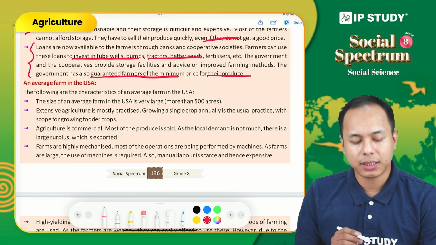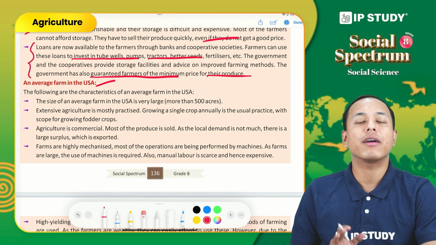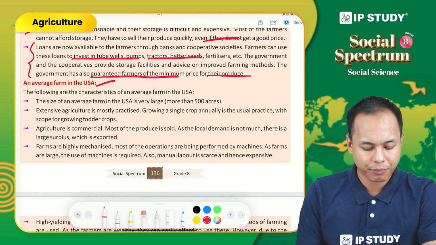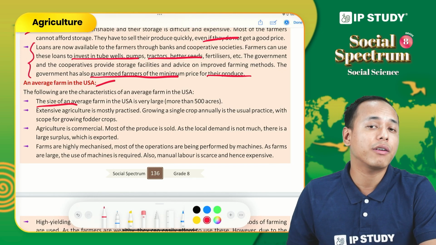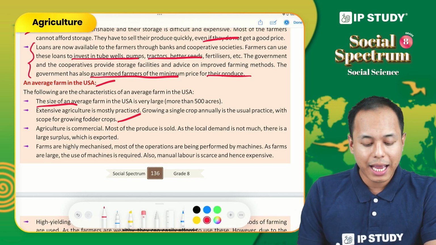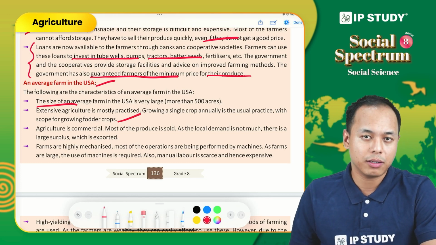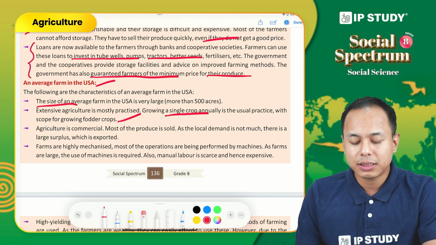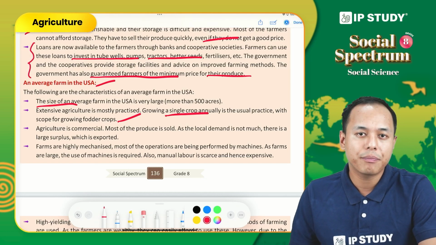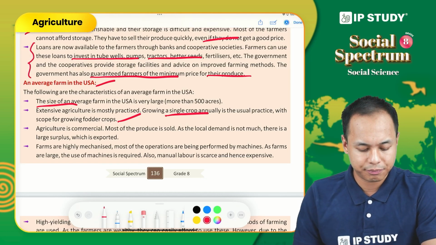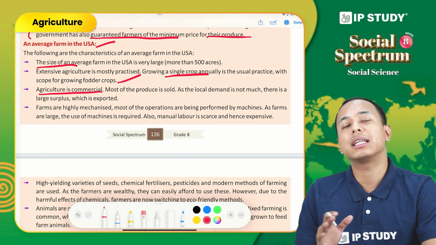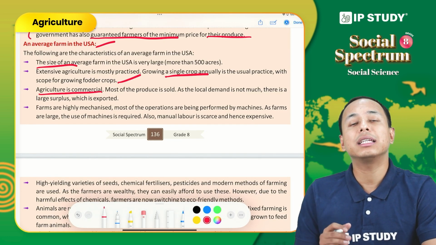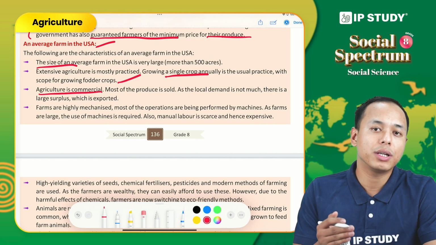So, now let us discuss the average farm in USA. Firstly, the size. The size of the average farm in US is very huge, more than 500 acres. Extensive farming is practiced. As a result, a single crop is grown annually and extensively. Agriculture is commercial as such, since the land is very huge, there is huge surplus which is again sold in the market.